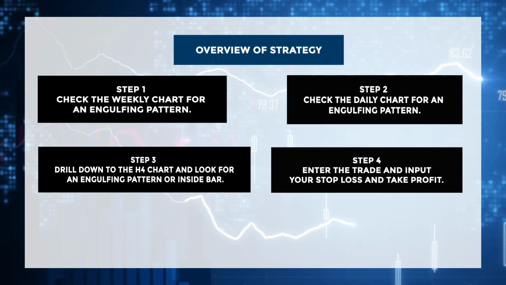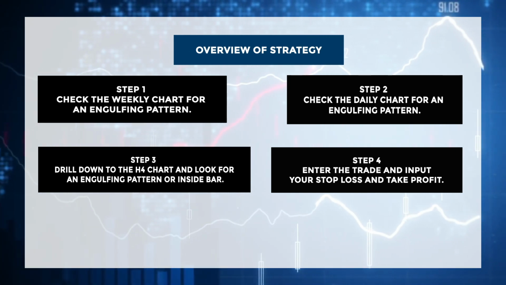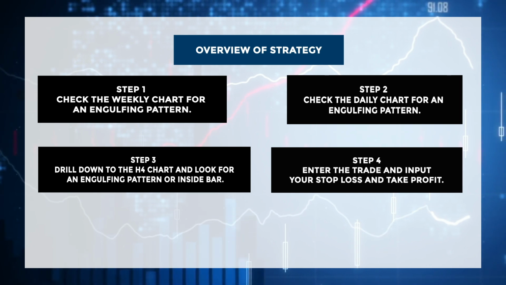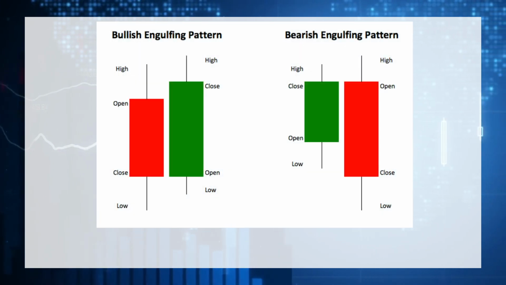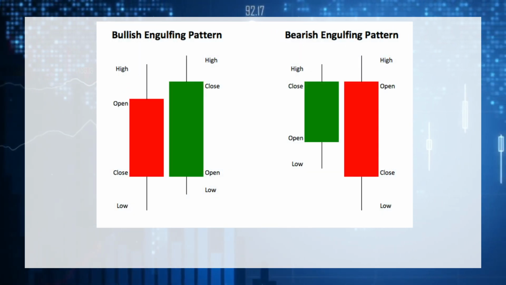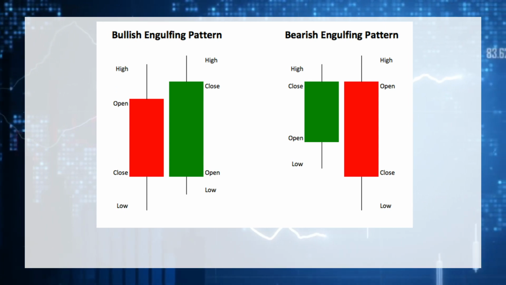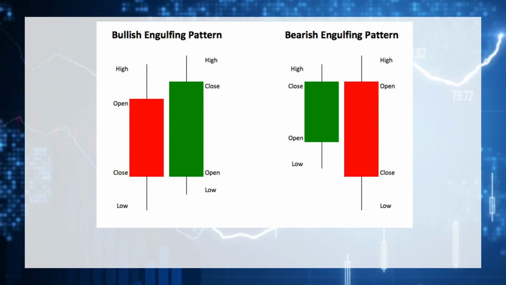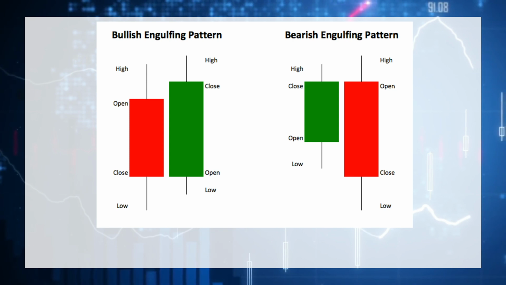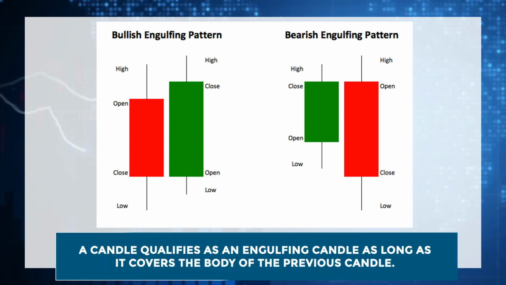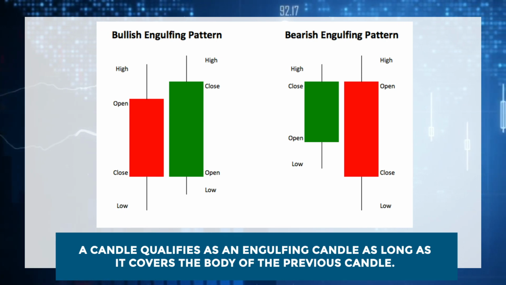As you can see from the steps, we will be relying a lot on an engulfing pattern and the inside bar. So let me do a quick refresher about how an engulfing pattern and inside bar looks like. Right here, this is an example of how an engulfing candle looks like. As the name suggests, the current candle engulfs the previous candle. It doesn't have to engulf the entire range of the candle, though it is better. A candle qualifies as an engulfing pattern as long as it covers the body of the previous candle.